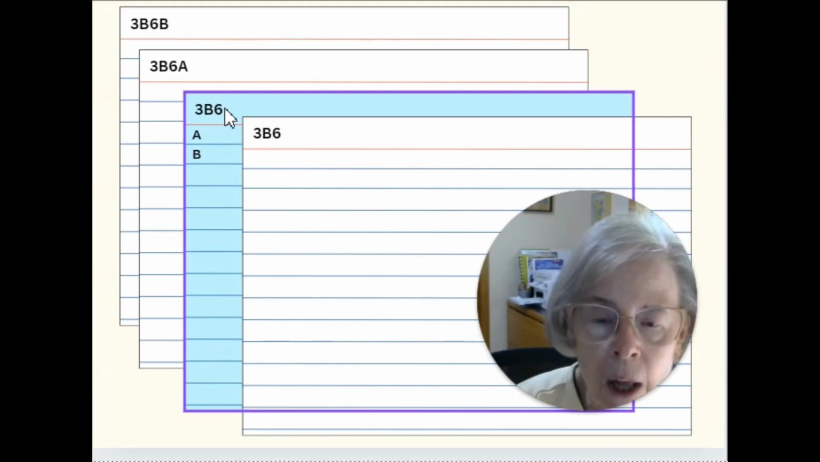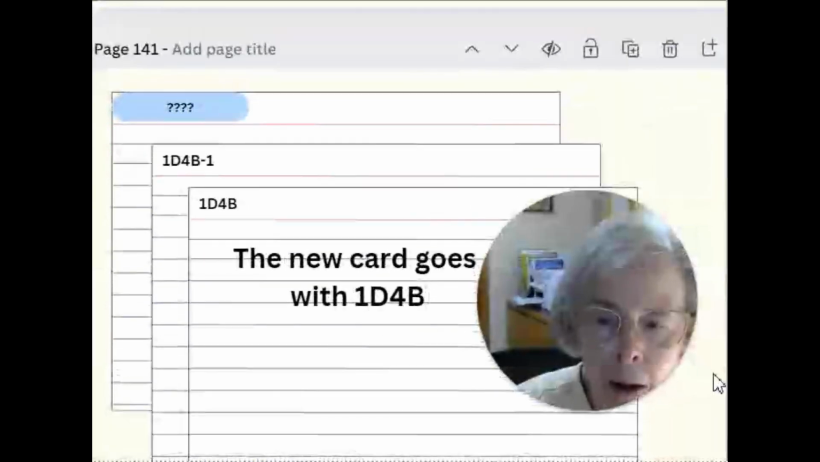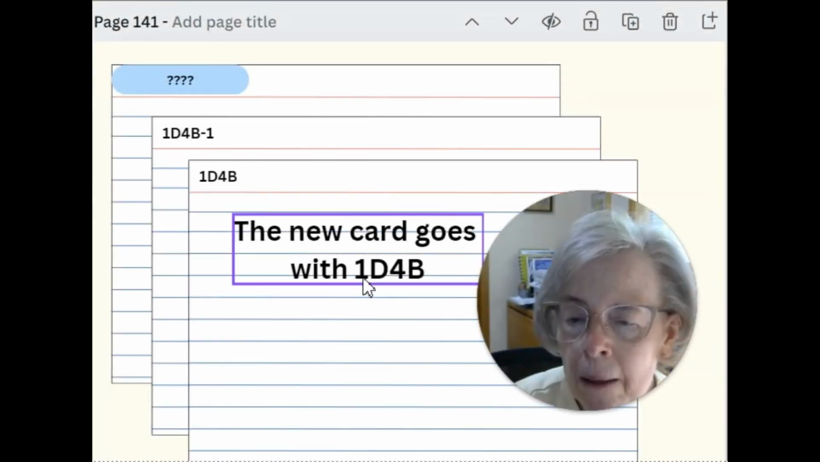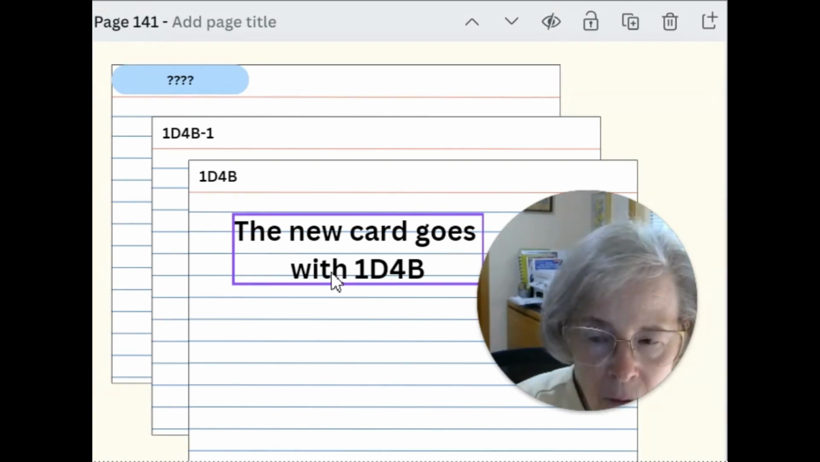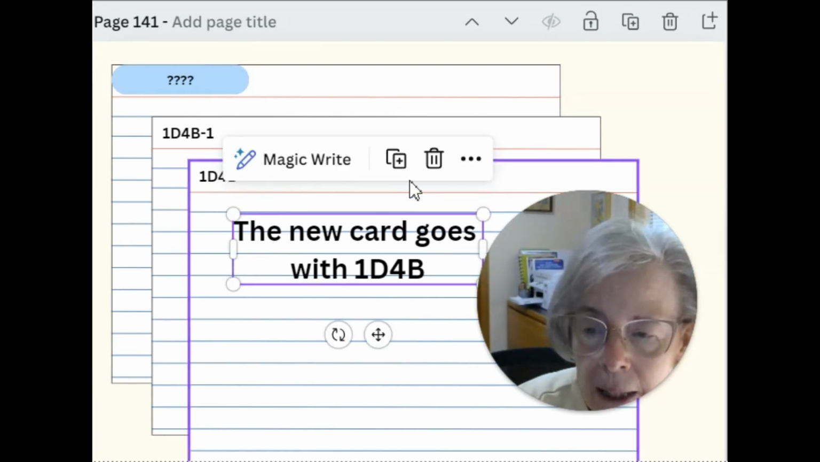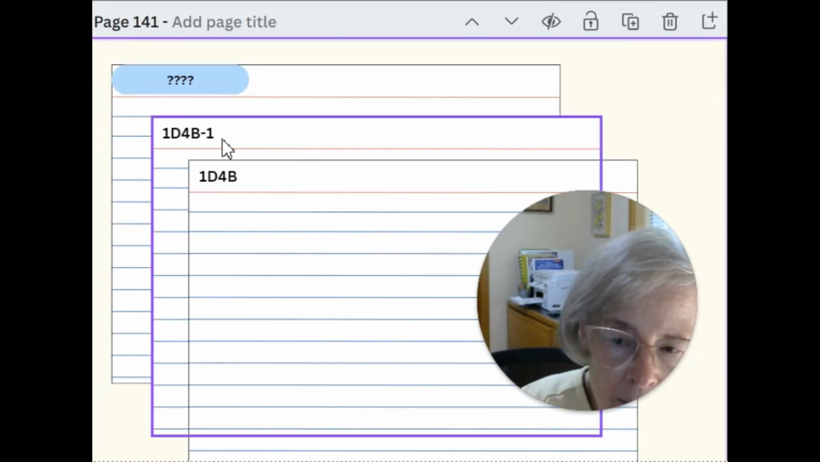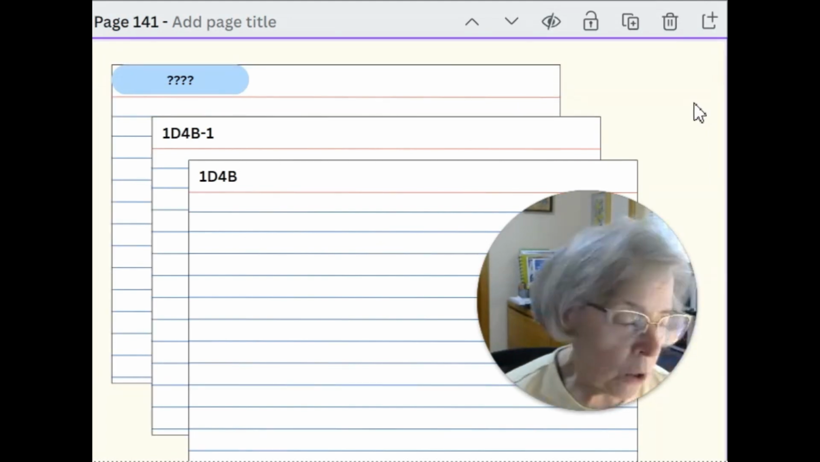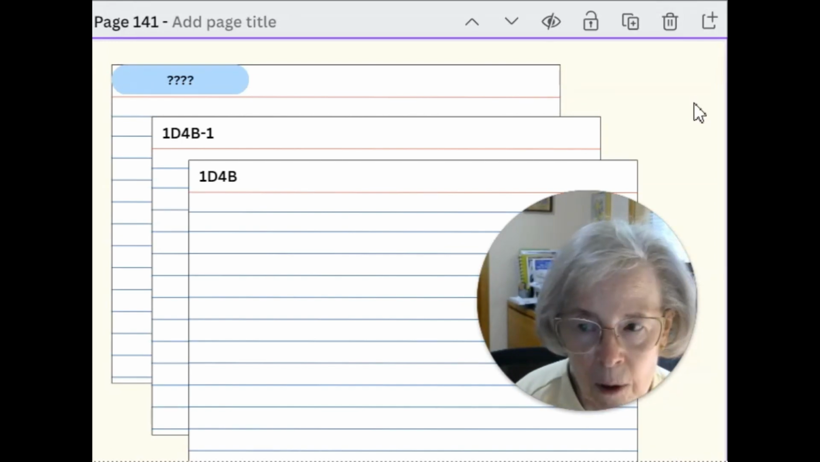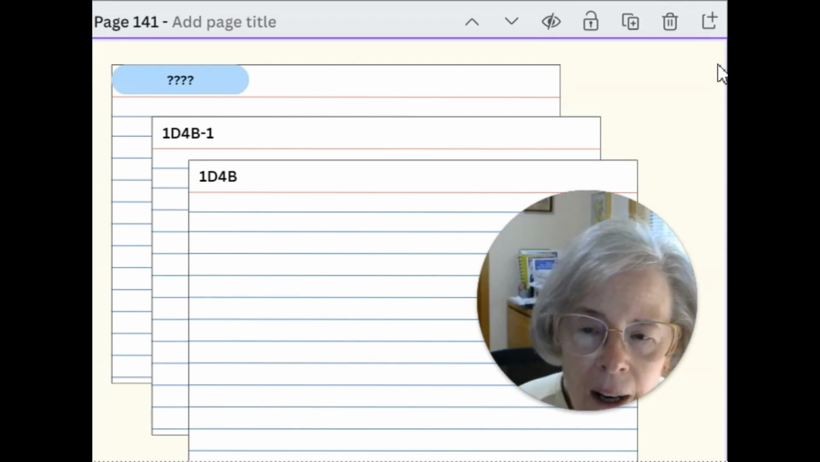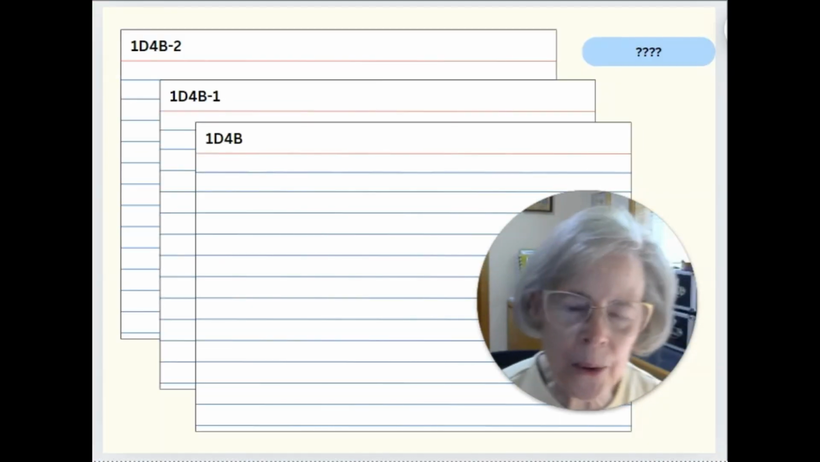Y'all set? Want to do another one? Okay, here's another one. Get ready. Okay, now here's a new one. The new card is supposed to go with 1D4B, but we've already got a 1D4B-1. What will your new card number be? Should I give you a moment or two? I bet you can figure it out very quickly. Can't fool you, can I?